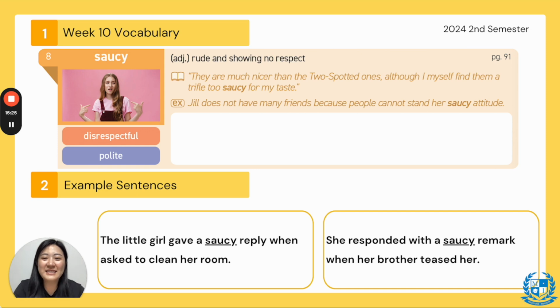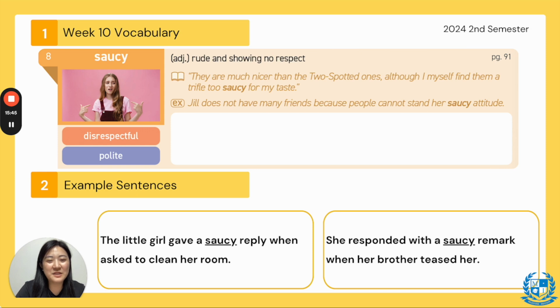Over here, it says the little girl gave a saucy reply when asked to clean her room. So maybe her mom or dad were like, okay, Kimberly, go clean your room. And you say, no, you clean your room. Being rude and not respectful, disrespectful.